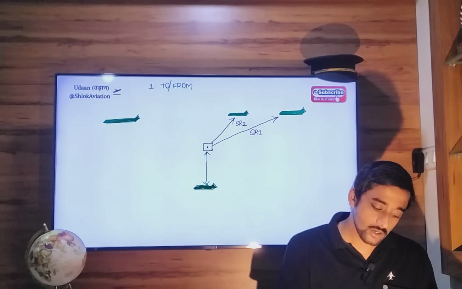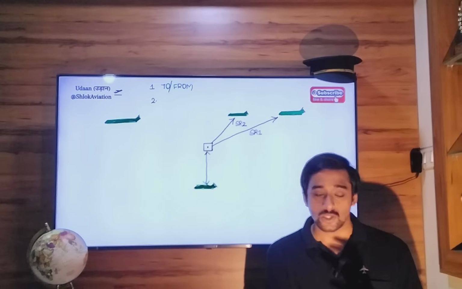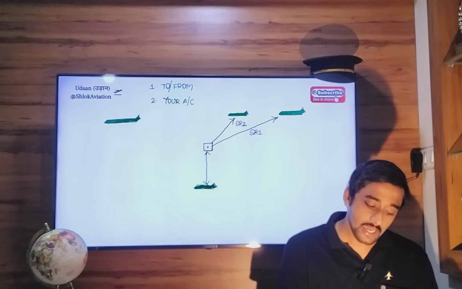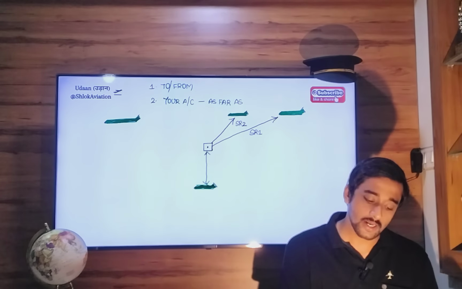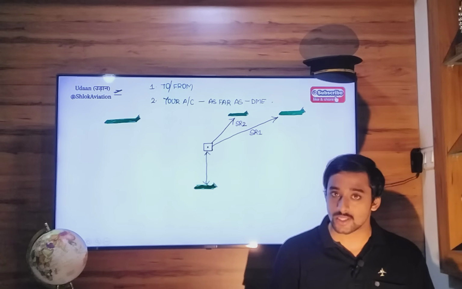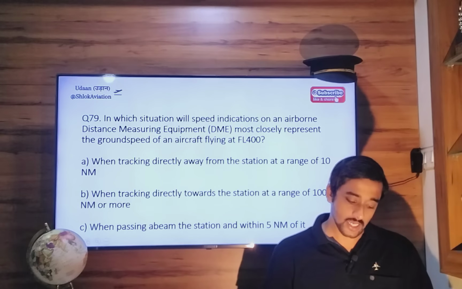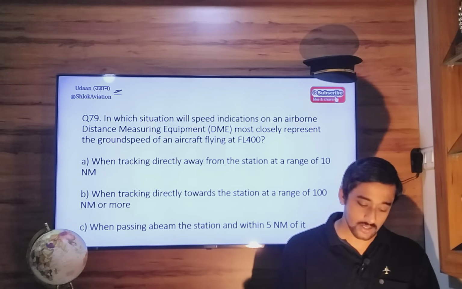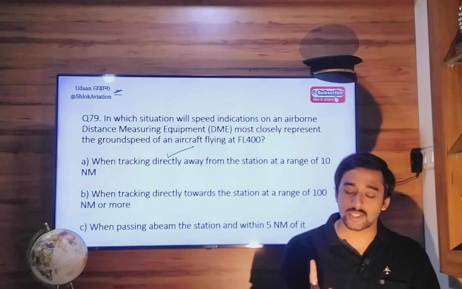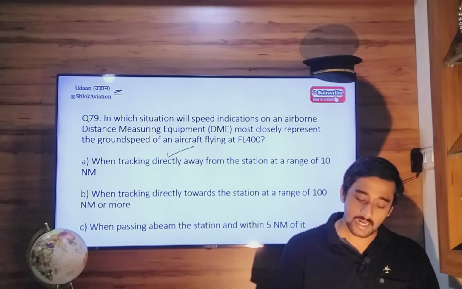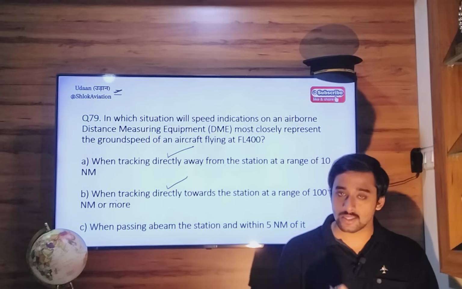The second condition to obtain an accurate ground speed is that your aircraft must be as far as possible from the DME ground station. So the correct answer here is when tracking directly away from the station at 10 miles. You must track away from the station, so criterion number one is satisfied. When tracking directly towards the station, yes, criterion one is satisfied.